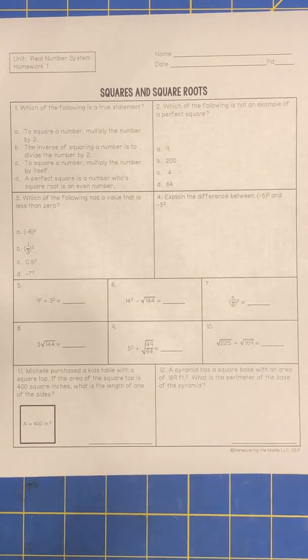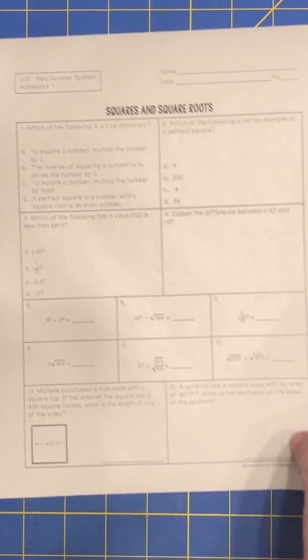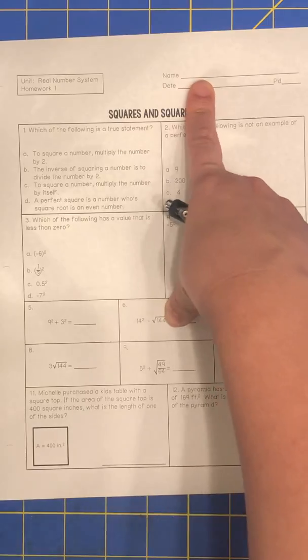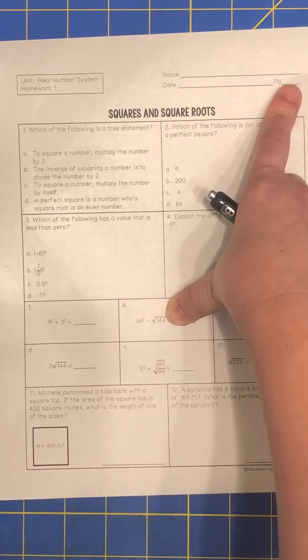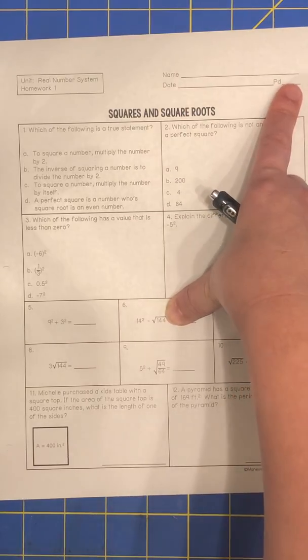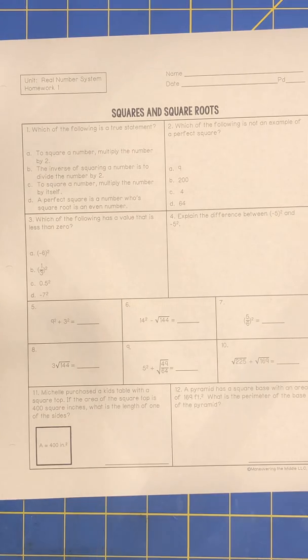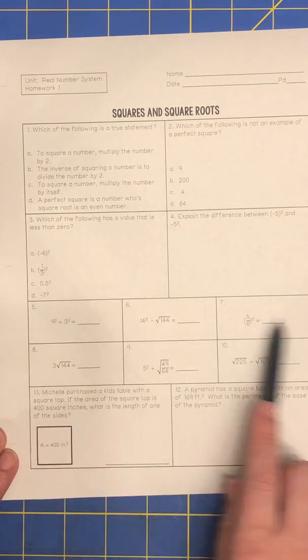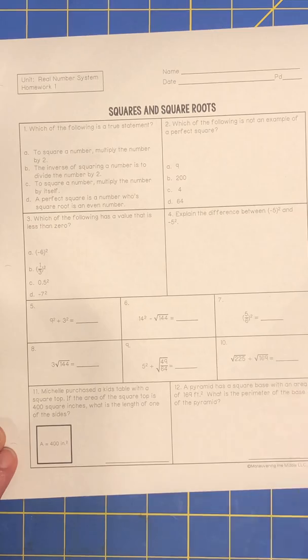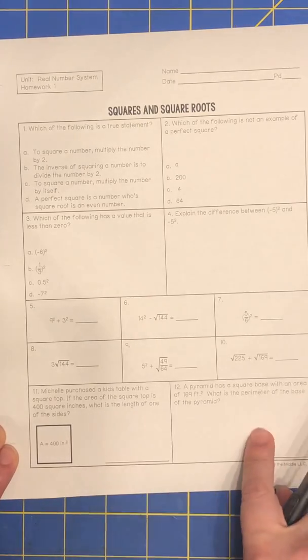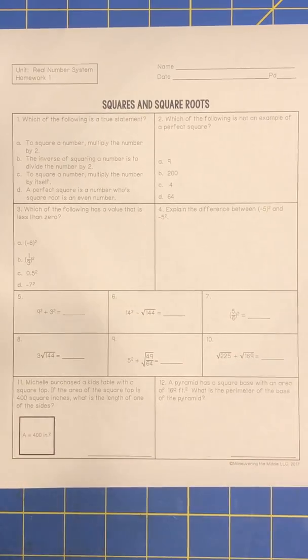Tonight for homework, you're receiving this sheet. You can use both your handouts that we just did in class as a reference to help you. You're going to want to make sure you put your name and your date, and please put which class you're in. I should remember, but just to be sure. You have a couple of questions to answer based off the principles of squares and square roots. Then you're going to be doing some evaluating like we did on this practice sheet. And then down at the bottom, you have a couple of word problems that we will go over.